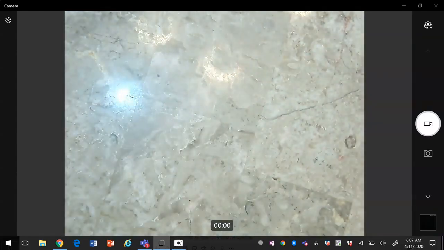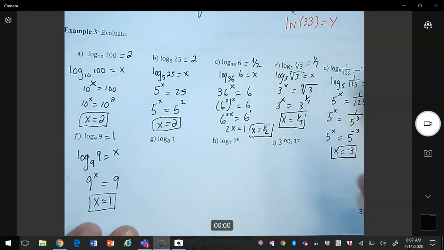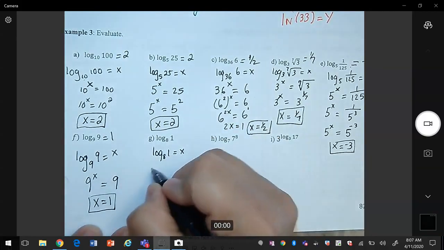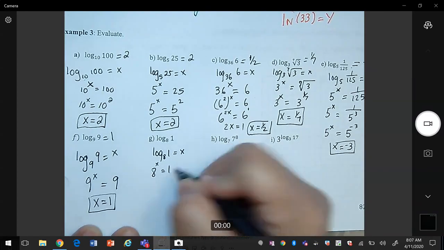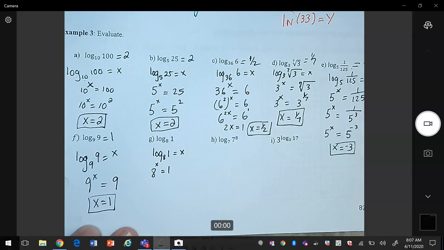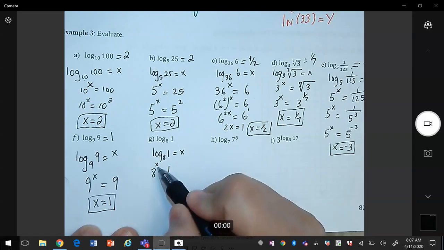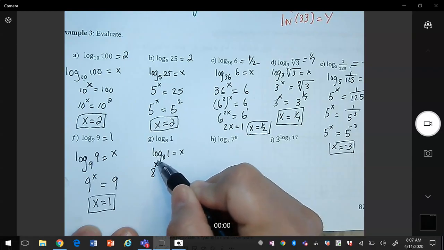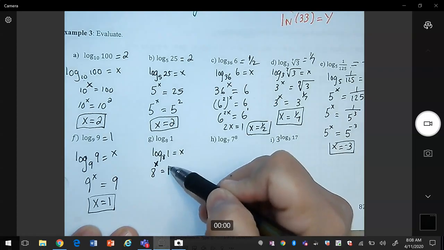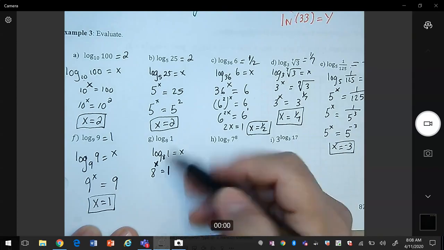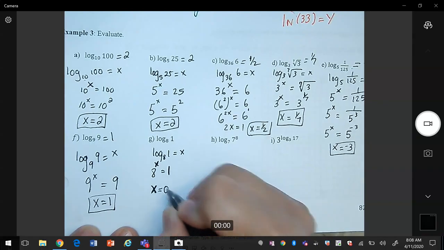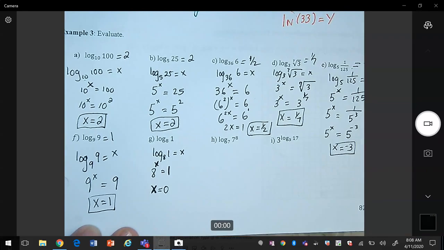Let's look at letter H or letter G. So we have log base 8 of 1 is equal to some number. I have 8 to the x is equal to 1. So if x is 1, that would be too big because that would give us 8. So it has to be less than 1. But what number will always give us a 1 if it's an exponent? And so this is actually a rule. In this case, x has to be 0. 8 to the 0 power is equal to 1.